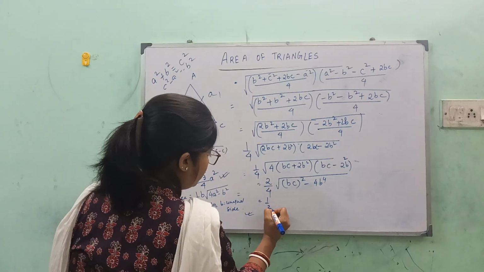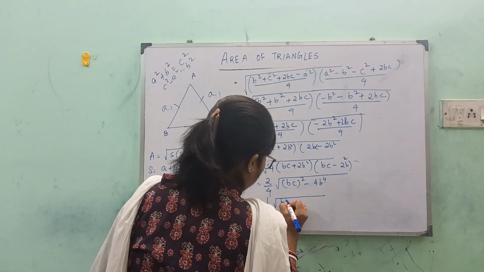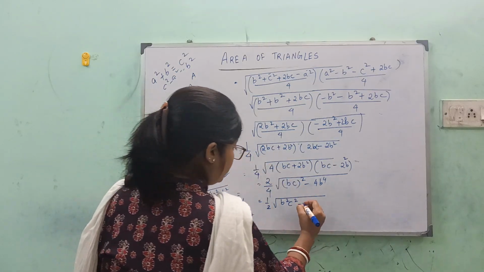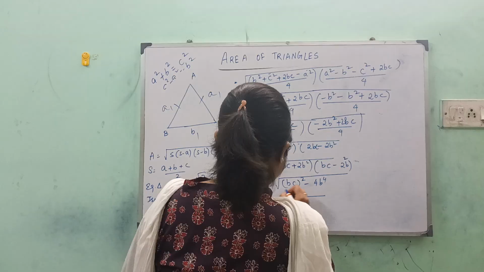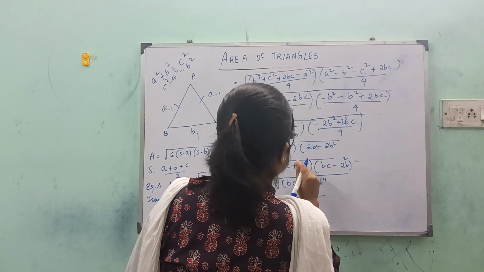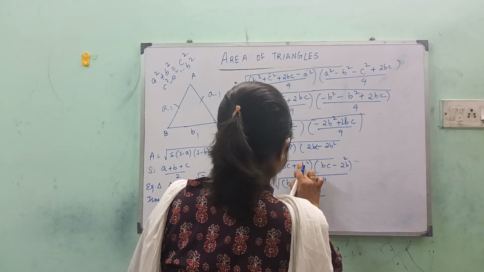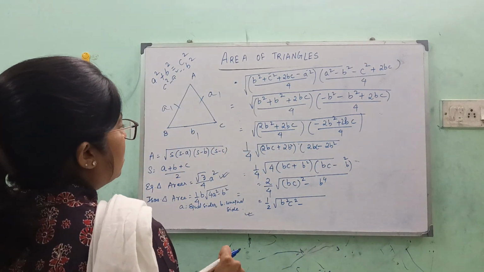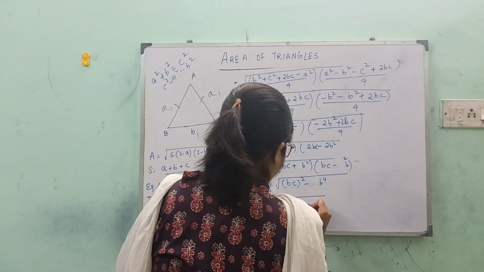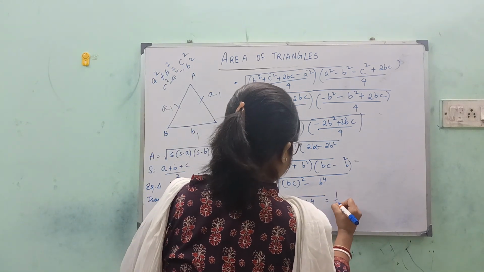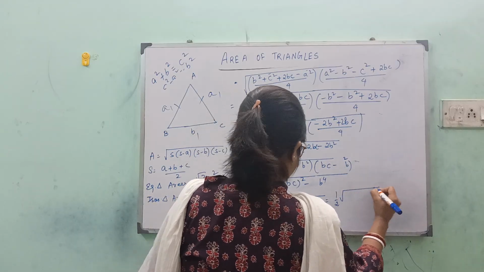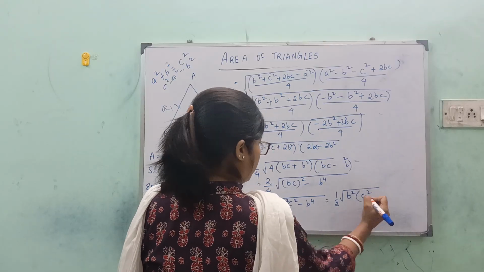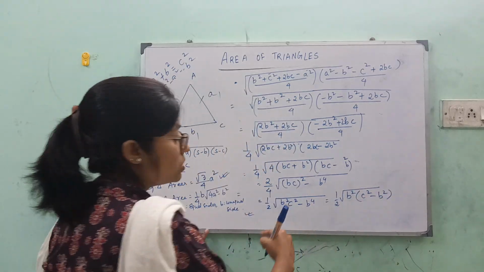This is half square root b² c² minus, one second, 2 is taken common. This is b only. Yeah, this is only b. Alright, so b to the power 4. That means 1 by 2. Now time to take the b common, b² common. So this becomes c² minus b². Okay, the b² is taken common.